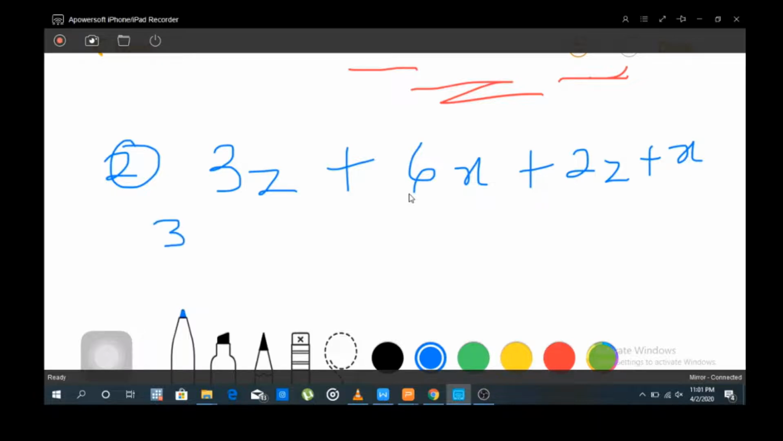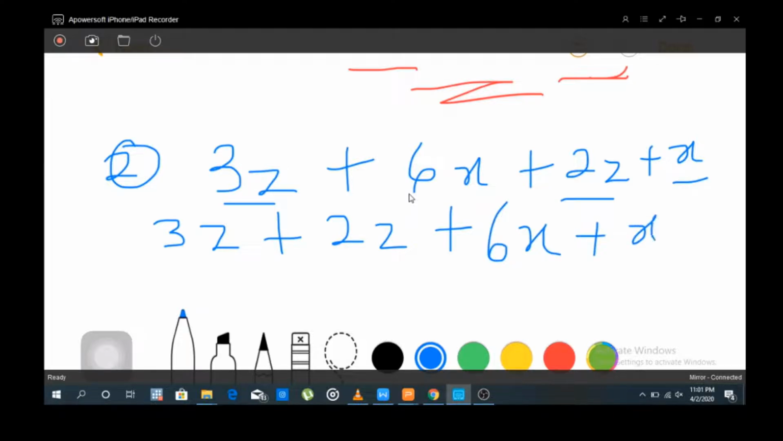So 3z here plus 2z, because this and this are like, plus 6x here, x is here, plus x. So now we can do our addition. There is a hidden 1 here. So just for your understanding, 6x plus 1x plus x is the same as 7x, plus 3z plus 2z is the same as 5z. Final answer.